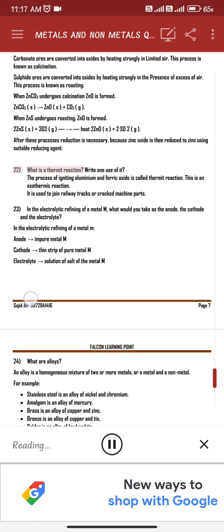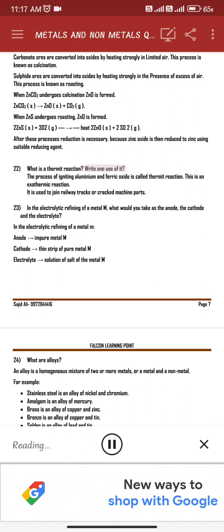22. What is a thermit reaction? Write one use of it. The process of igniting aluminium with ferric oxide is called the thermit reaction. This is an exothermic reaction. It is used to join railway tracks or crack machine parts.